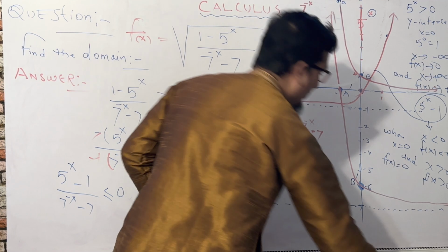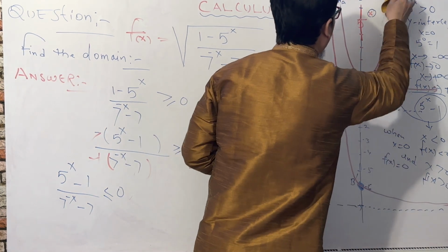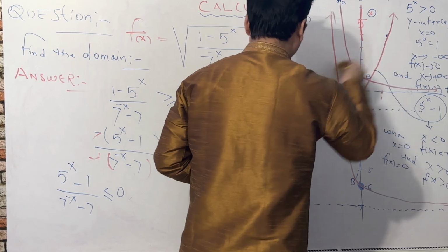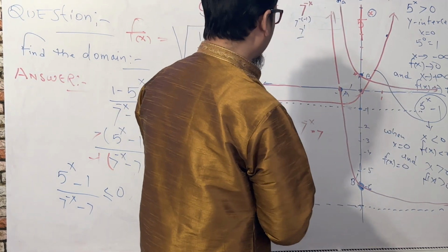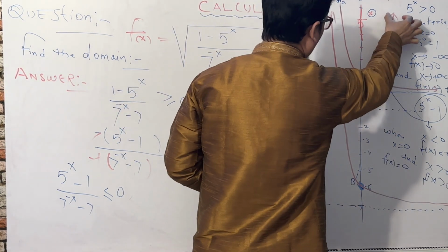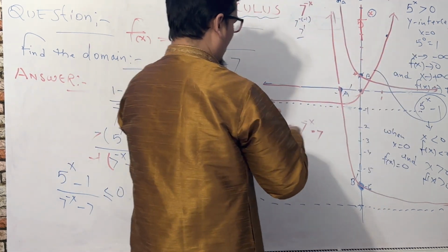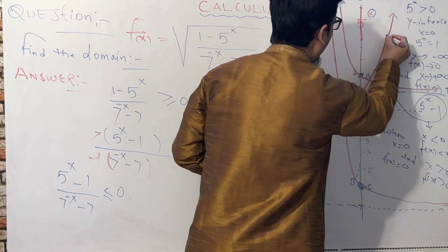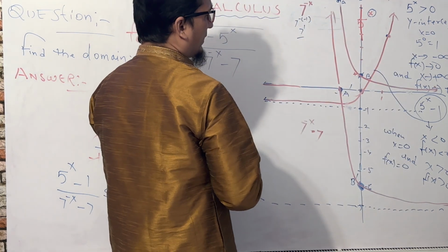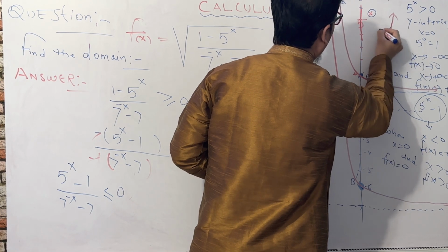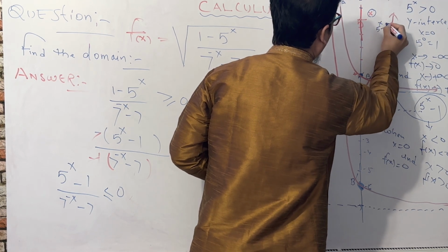You can see, I just erase the parent function. Okay, I erase the parent function. So you can see I have just the graph of this one, right? This is, okay, means the first point here and here. So you can say this is the graph of, I'm going to mention here, 5 power x minus 1.